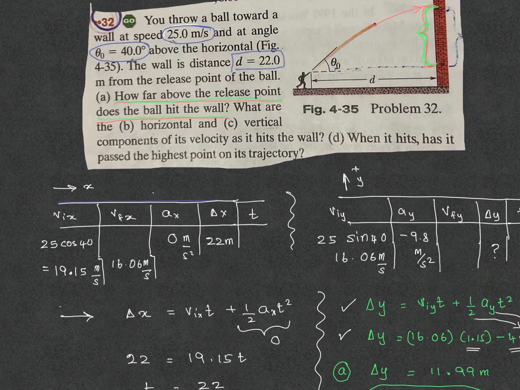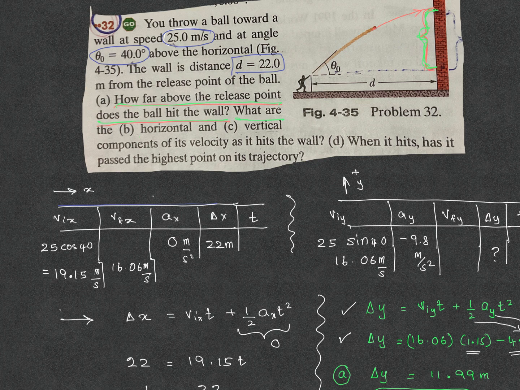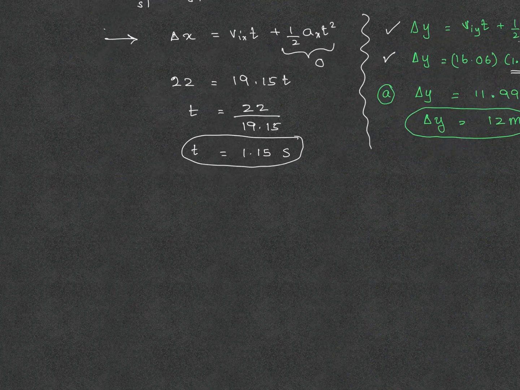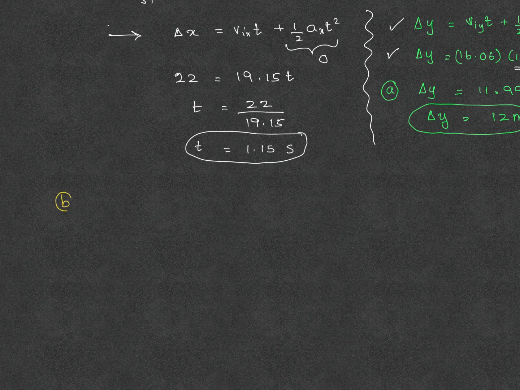And then the second part asks us what are the horizontal and vertical components of its velocity as it hits the wall. Now we already know that the horizontal component of the velocity does not change. So conveniently we can write the answer for B. V final x equals 19.15 meter per second, because a_x is 0, velocity does not change, sort of like the cruise control on your car. When you are on cruise control, you do not apply an acceleration and the car maintains the constant velocity.